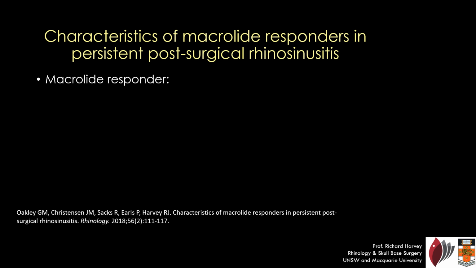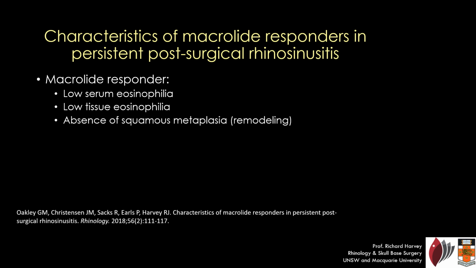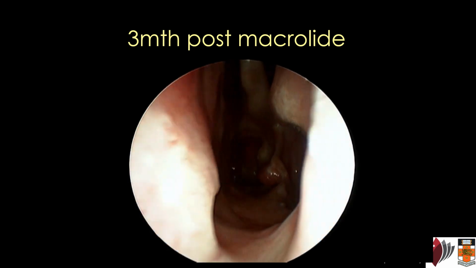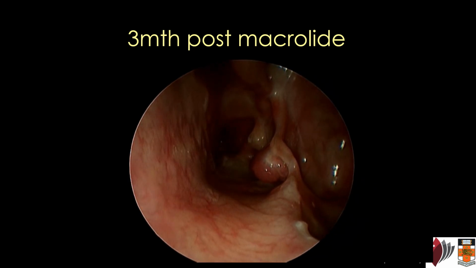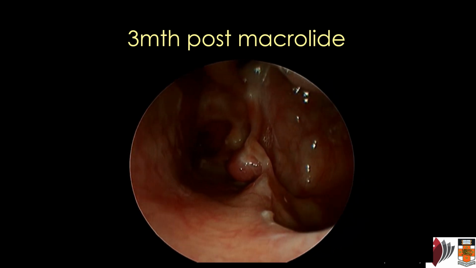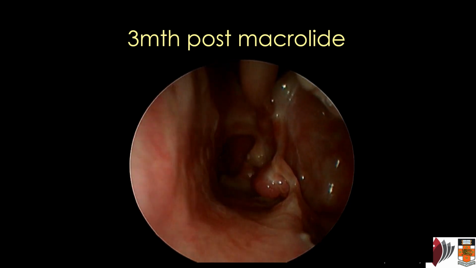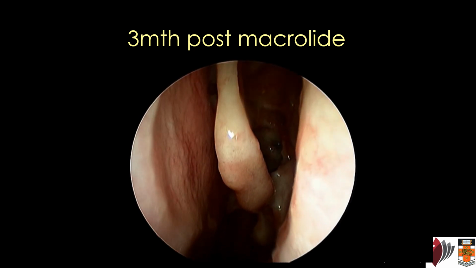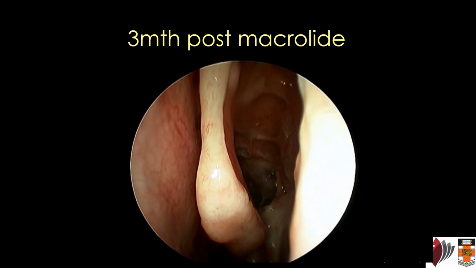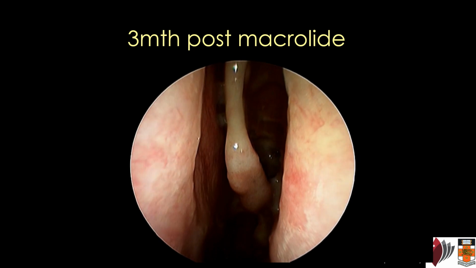Responders to macrolide therapy in the airway, whether it be upper or lower airway, generally have low serum and tissue eosinophilia traits, and haven't undergone remodeling. And putting patients on macrolides often, like in this woman here, has had complete resolution of all her disease. Her whole sinus cavity and her lower airways just disappeared on macrolide therapy. And this is this group of patients who do very well on macrolides.